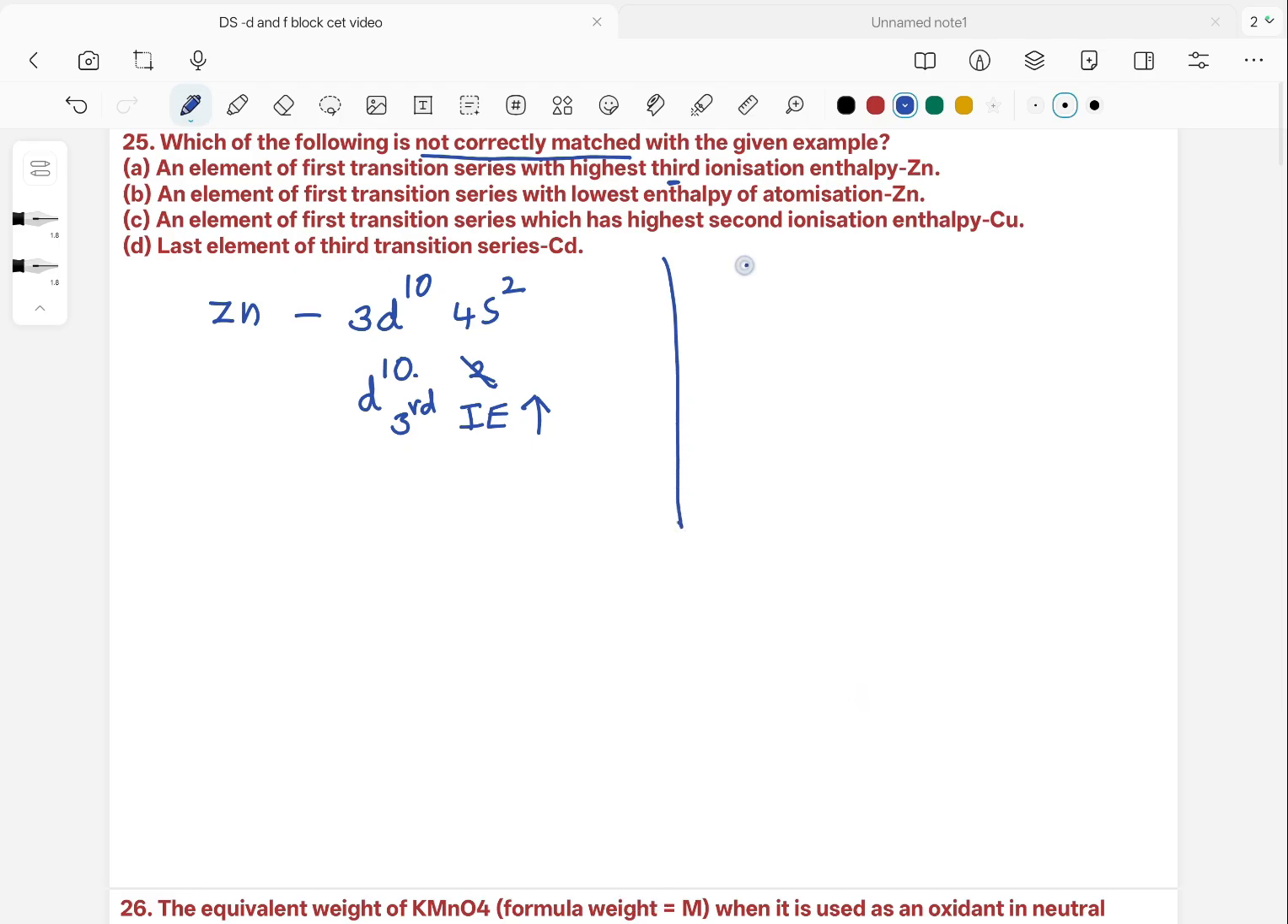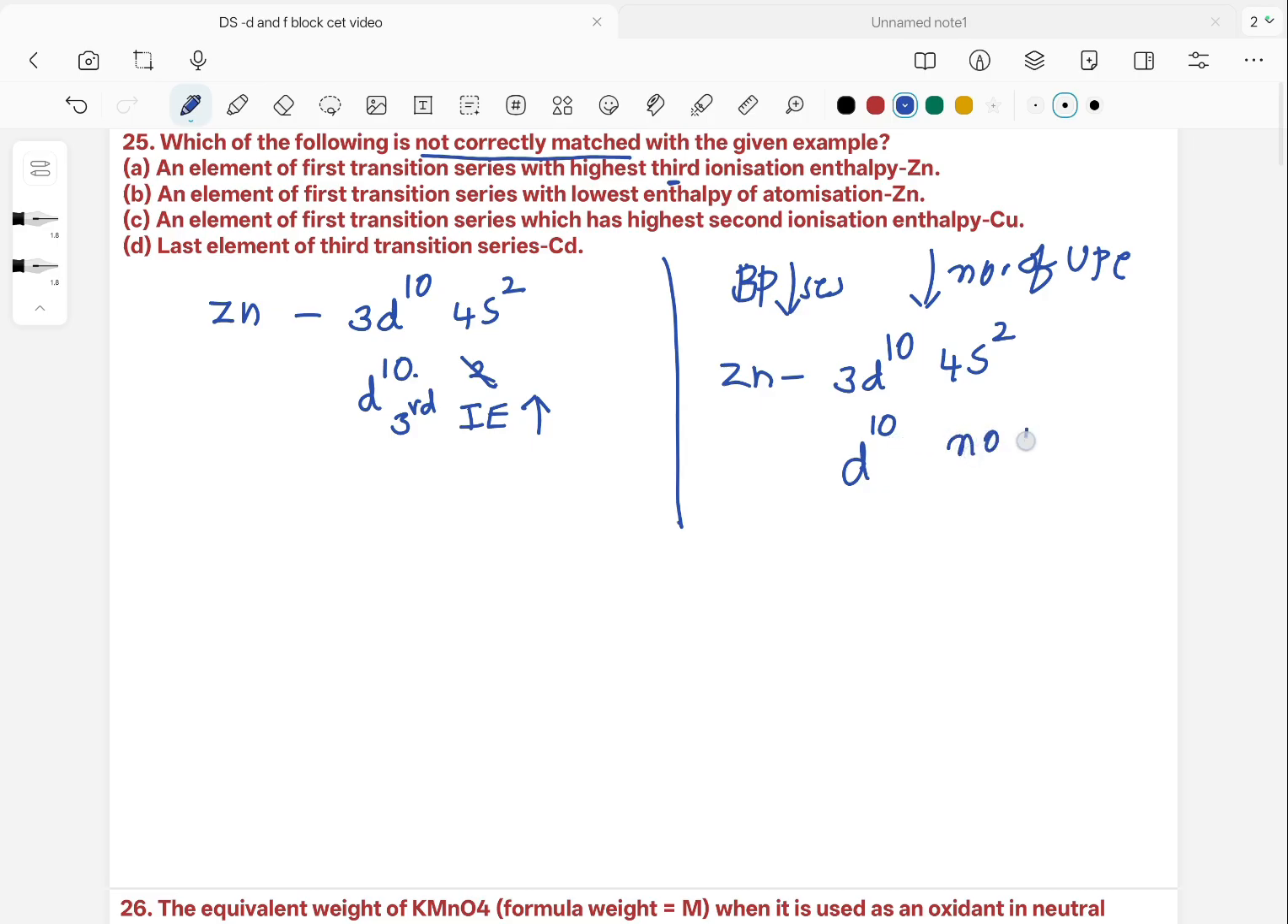Enthalpy of atomization, otherwise boiling point. Boiling point decreases with a decrease in the number of unpaired electrons. Zinc has a 3d10 4s2 configuration followed by the argon configuration, and here zinc shows a d10 configuration where the electrons are completely filled. Therefore, no unpaired electrons.